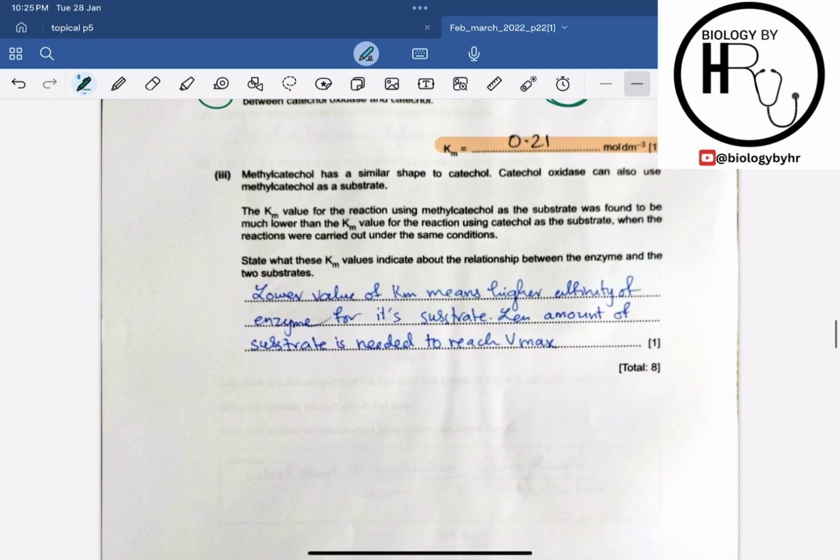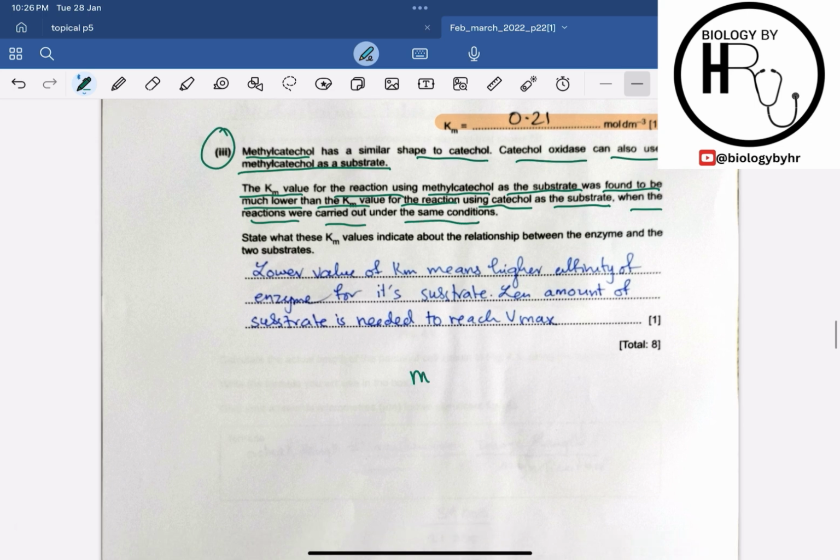Now let's look at part 3. It says that methyl catechol has a similar shape to catechol. Catechol oxidase can also use methyl catechol as a substrate. The Km value for the reaction using methyl catechol as a substrate was found to be much lower than the Km value for the reaction using catechol as a substrate, when the reactions were carried out under the same conditions.